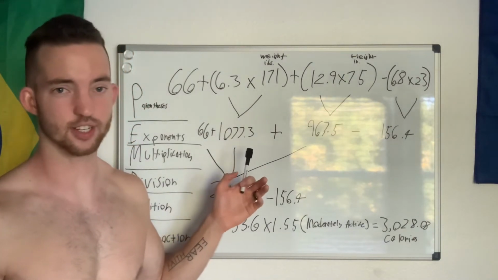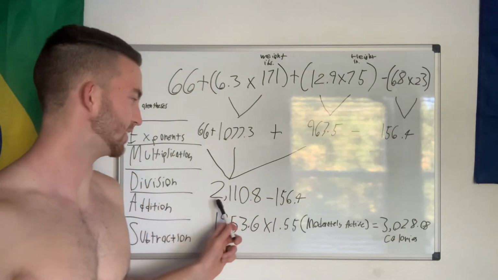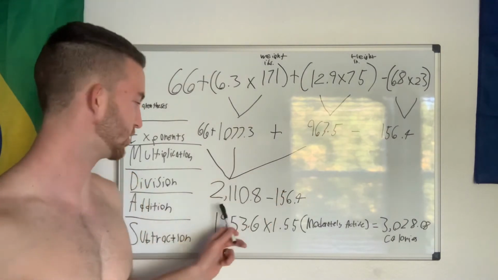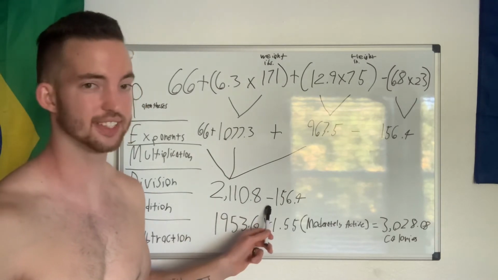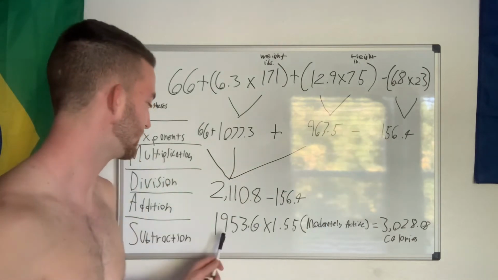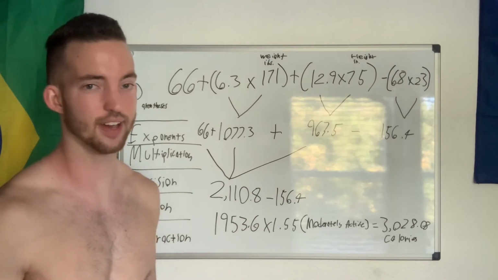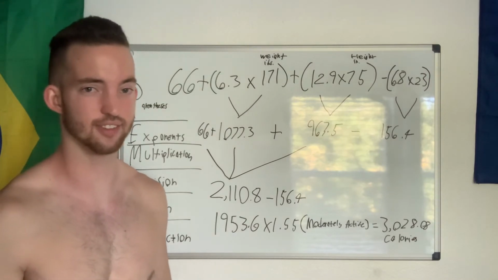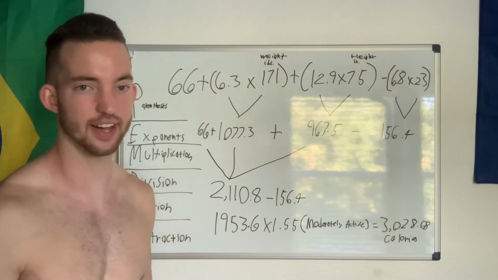Obviously I'm doing this equation as an adult male, not a female. And adding all that up, we got 2110.8. Then we do subtraction next, so we're subtracting 156.4 to get 1953.6. And I'm going to go ahead and put myself in the moderately active category because other than working out, I really don't move much.